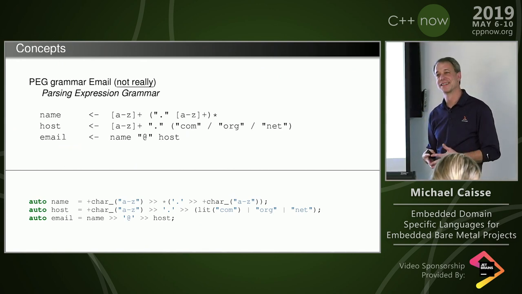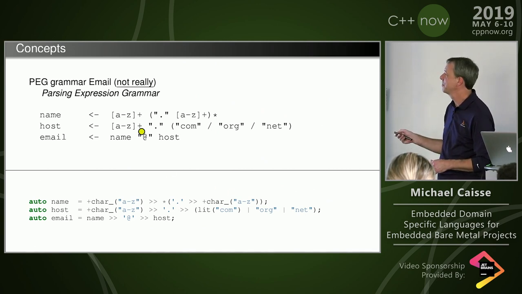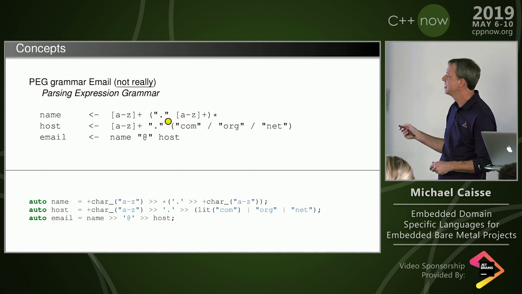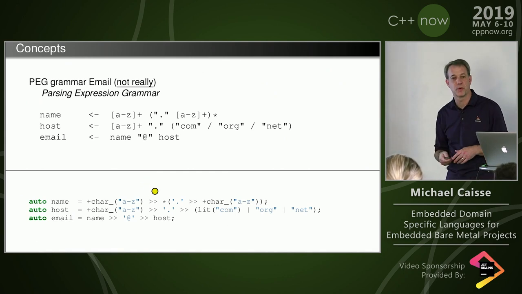So it's a PEG thing. PEG is a parsing expression grammar. And up here is, not really, but let's pretend for a moment, this is what emails look like. We have a description for a name, so it's going to have one or more characters A through Z, followed by an optional, or zero to n, dot, followed by one or more characters A through Z. Host has something similar, but it's going to have this alternative at the end where it's either com, org, or net. And then an email address is a name with an at symbol and then a host. We can see that there's a very similar correlation with the Spirit grammar down below.